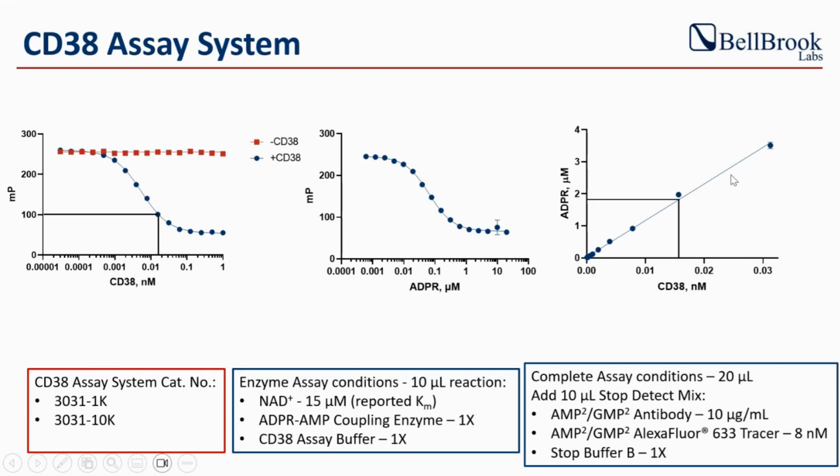So in this case, for this specific case, I would choose about 16 picomolar CD38 because that will give me at least 150 MP shift from here to here. A good range to work with. And then I have about 1.7 micromolar ADPR formed, and that is about 13% conversion from the 15 micromolar NAD that I use as a substrate.